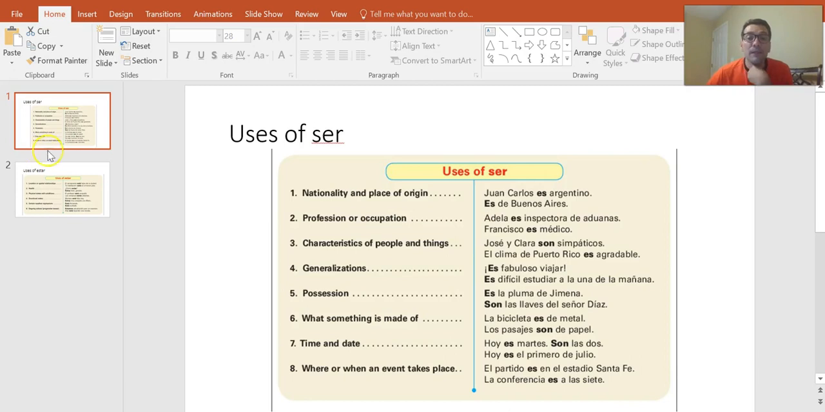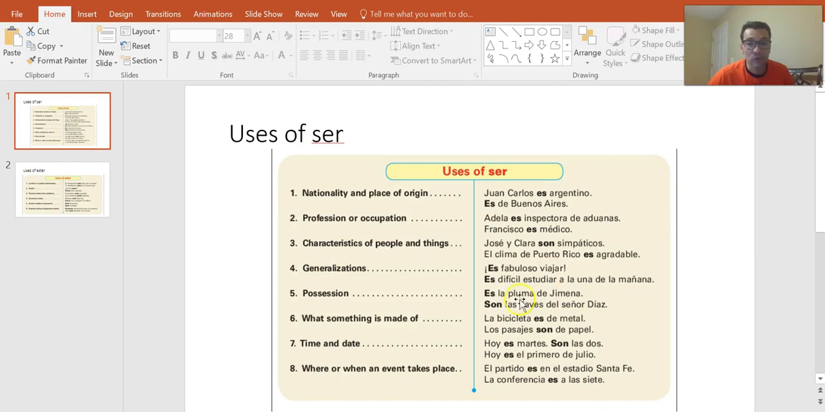However, these are the different situations we have learned to use ser. Nationality and place of origin, and here are some examples. Juan Carlos es argentino, es de Buenos Aires. Profession or occupation, Adela es inspectora de aduana, Francisco es médico. Characteristic of people and things, José y Clara son antipáticos, simpáticos. El clima de Puerto Rico es agradable.